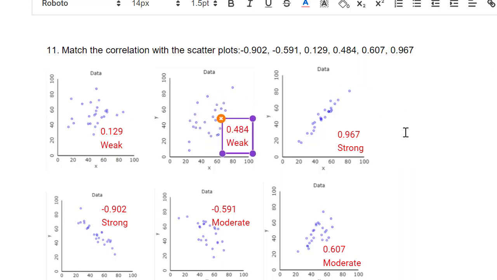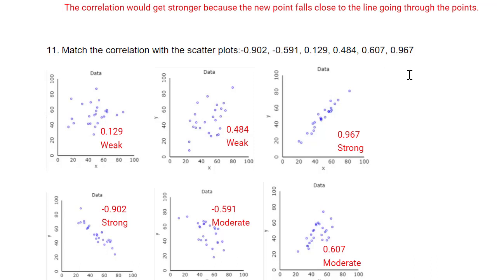So again, in your notes, remember you have a very nice guideline. If it's between 0 and 0.5, it's considered weak. If it is between 0.5 and 0.8, it's considered moderate. If it's higher than 0.8, it's considered strong. And then you flip it, mirror image it for the negative. So that is everything on your check for understanding.